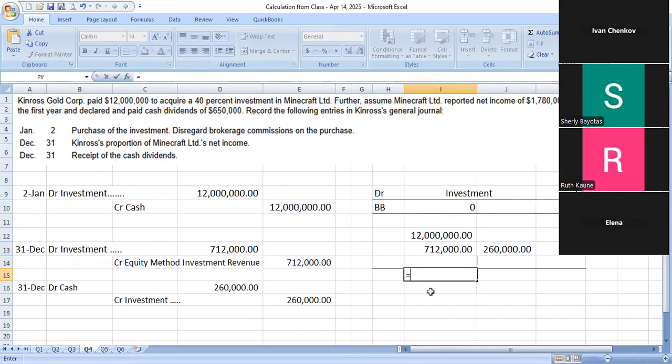So where is our ending balance? Ending balance will be beginning balance plus purchase plus income minus dividend received, and that will be our ending balance at December 31st for our investment using the equity method. Make sense? I don't think the question is going to ask you that further, but if for some reason it does, now you know how to answer that one. So those are the two questions that you're going to see from chapter 16, investments.